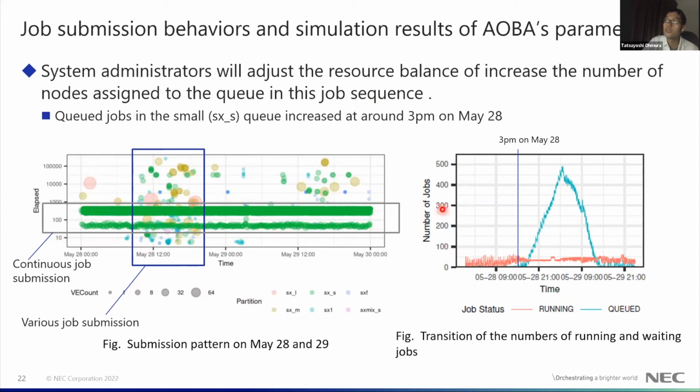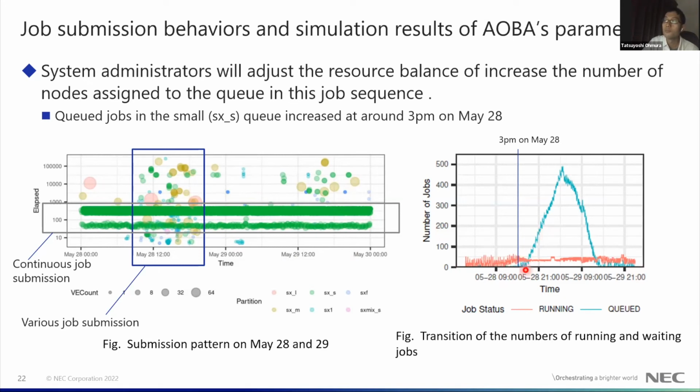The right figure shows the changes in the number of waiting jobs and running jobs when the simulation is run using this job trace. The x-axis shows time. The y-axis shows the number of jobs. The red line indicates the number of running jobs. The green line indicates the number of waiting jobs.